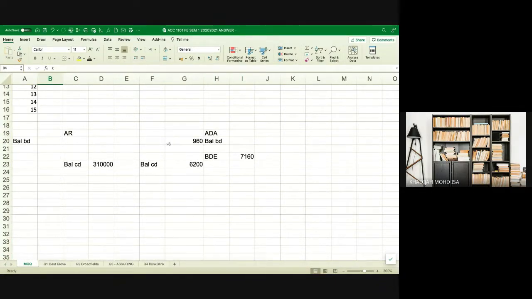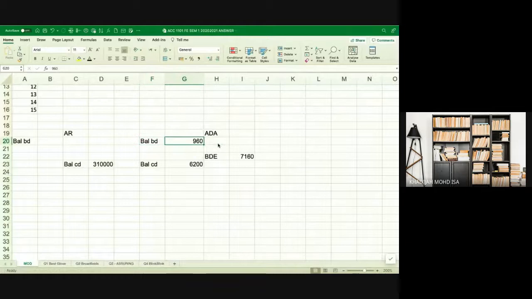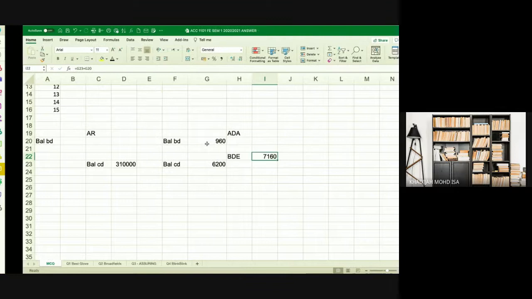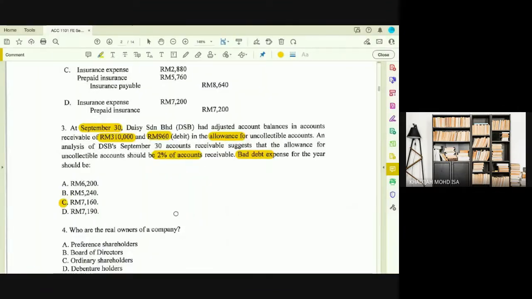Right, so why? Because instead of having a credit balance, you have an opening balance on the debit side because the question says so. That's why I have a balance here, and then the closing balance is 2% of your closing accounts receivable. So that's how I have the bad debt expense of 7,160. So the answer should be C. Is that clear?